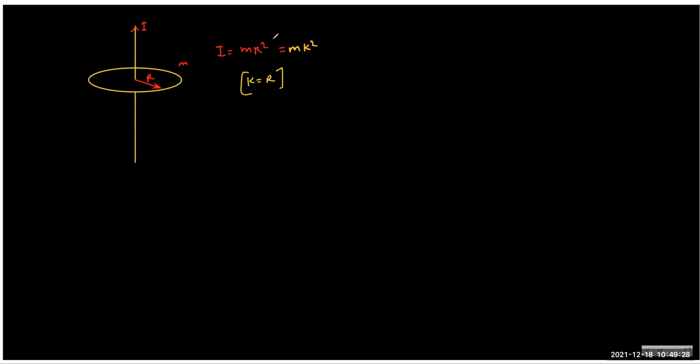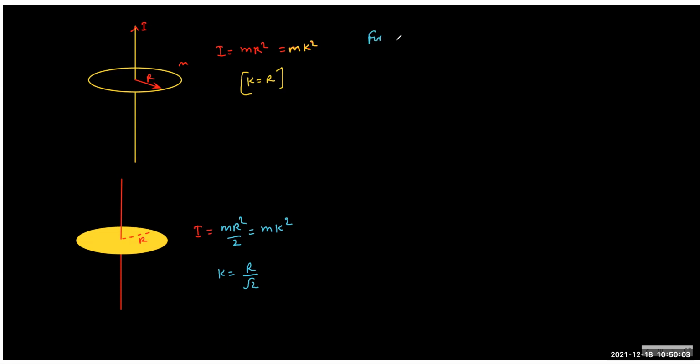So similarly, let's do it for the disk. So for a disk with the same axis, we know the I answer is MR square by 2. And now I want to keep a point mass at a fixed distance k. So this must be mk square. So now if you compare, the k turns out to be r by root 2.